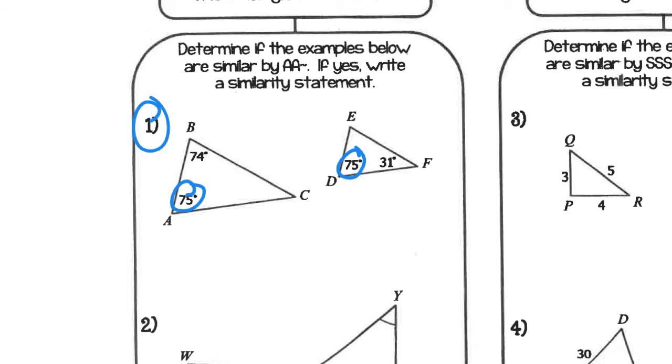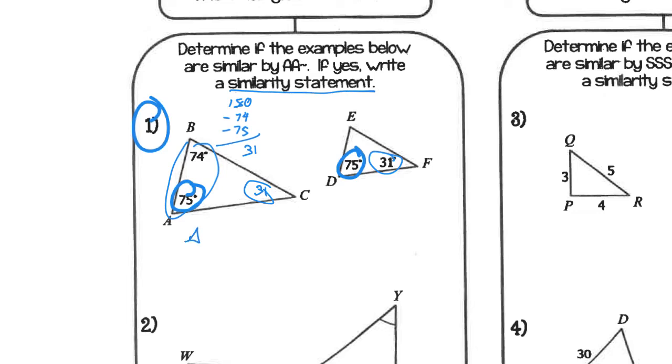Well, we know that the angles in a triangle add up to 180. So we can take 180 and subtract these two angles here. So subtract 74, and while we're at it, subtract 75. If we subtract both of those, we end up with an angle that's 31 degrees. So I know angle C is 31, which matches up with angle F. So are they similar? Yes. So then it says to write a similarity statement.